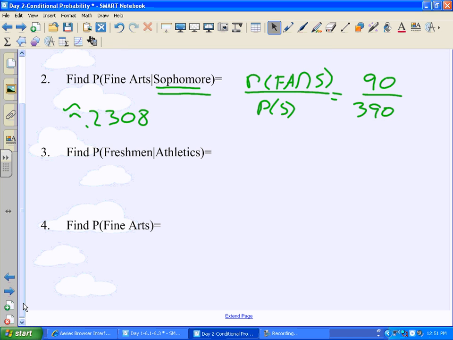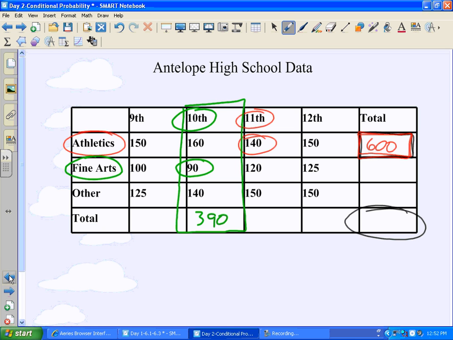Number 4. Would you just do that on everyone? Did I give you any condition? No. I just want to know if you're in fine arts or not. So this probability is straight up success over total. How many students do we have in the school? How many students are in fine arts? Notice this now becomes this number here divided by that number there. Does that make sense for your probability of fine arts? Okay.